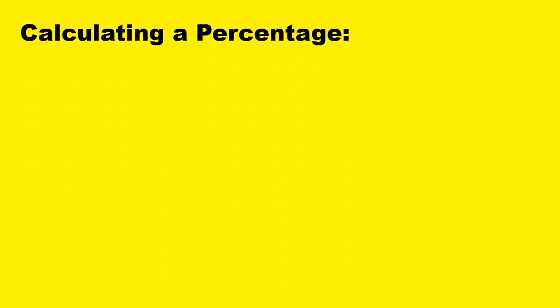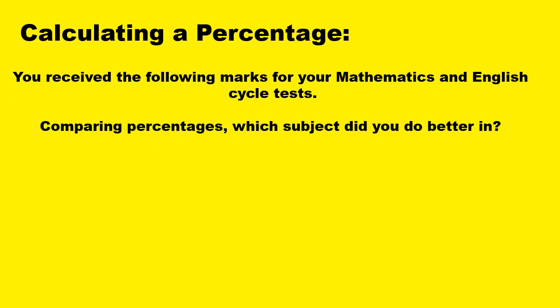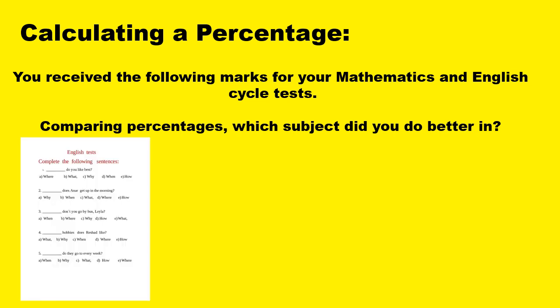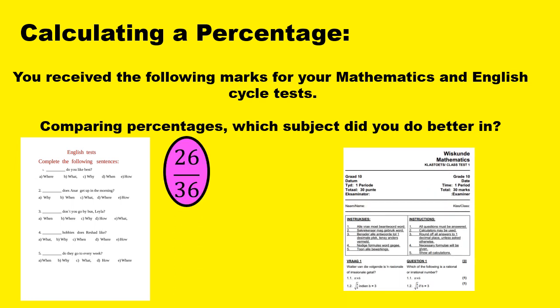Let's have a look at calculating a percentage. You receive the following marks for your mathematics and your English cycle tests. Comparing percentages, which subject did you do better in? So there's your English test. You got 26 out of 36. And there's your mathematics test. You got 42 out of 53.